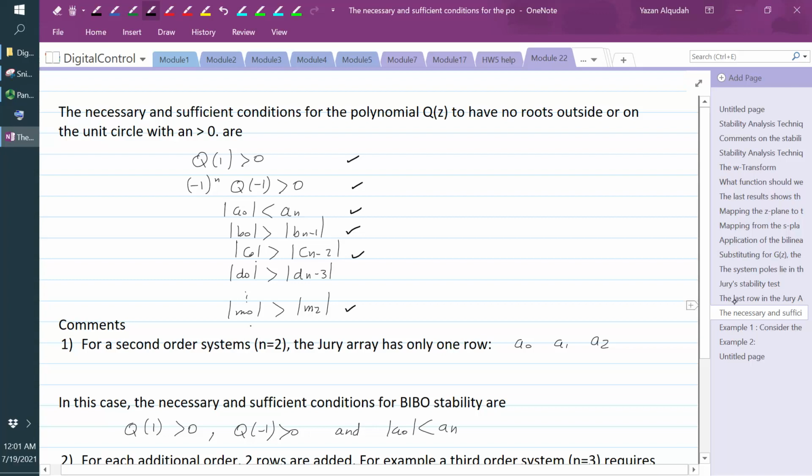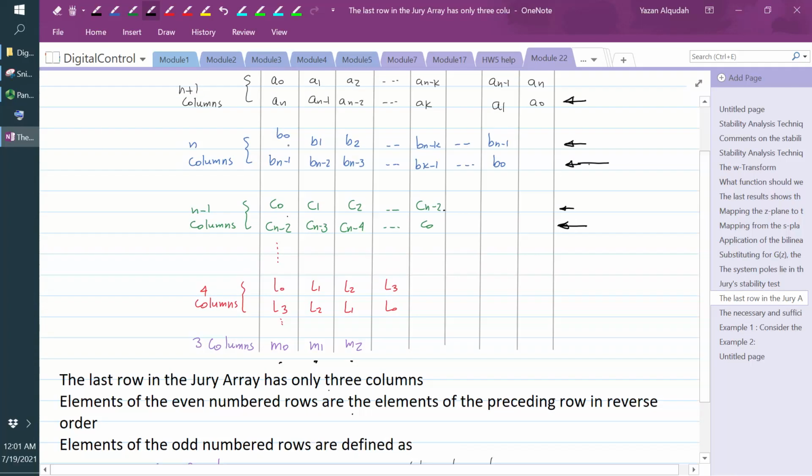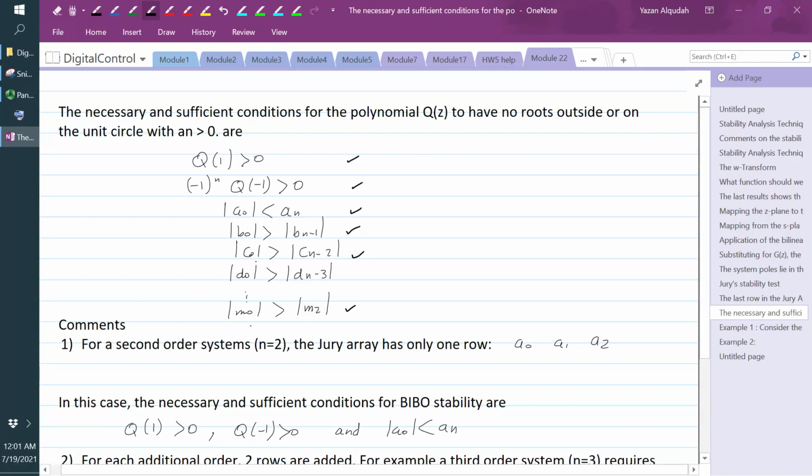So after we establish this table, we're going to look at the entries here, and we have to make sure they all meet these criteria. an has to be greater than a0, b0 has to be greater than bn-1, c0 has to be greater than cn-2, etc. And this is not a typo: this one is less than, all the others are greater than.